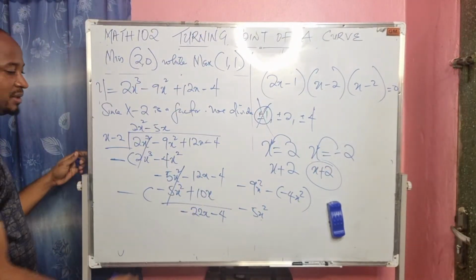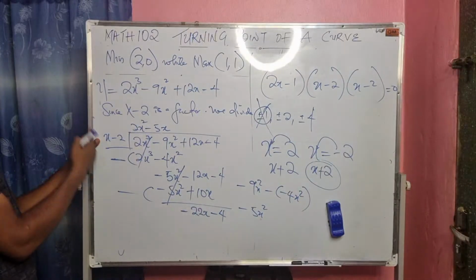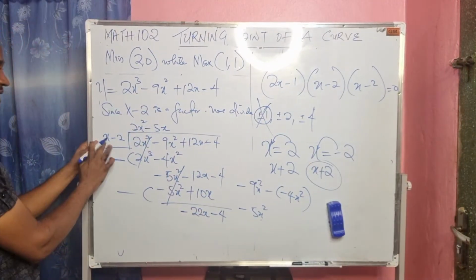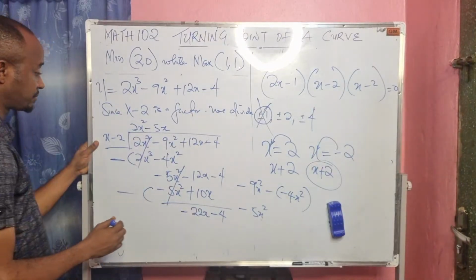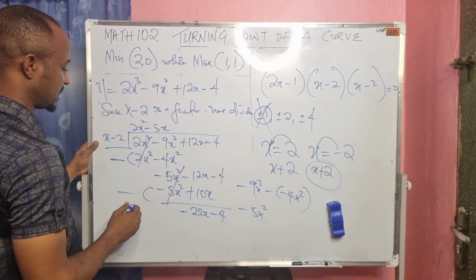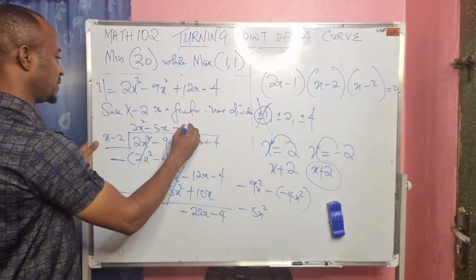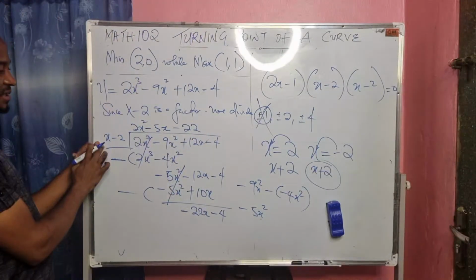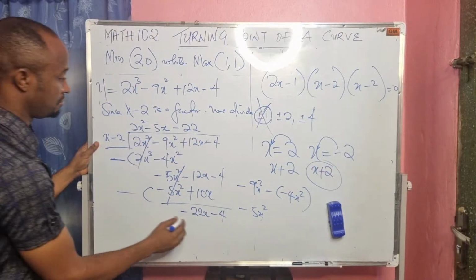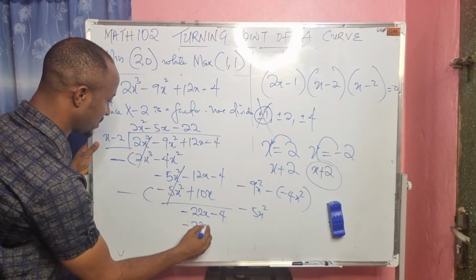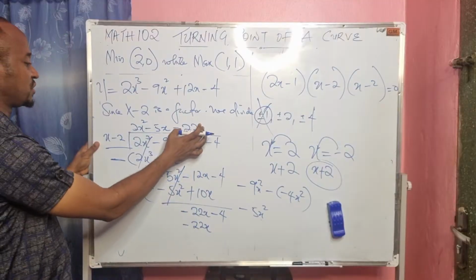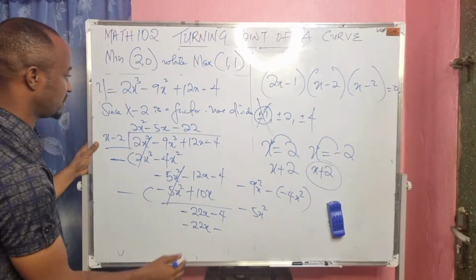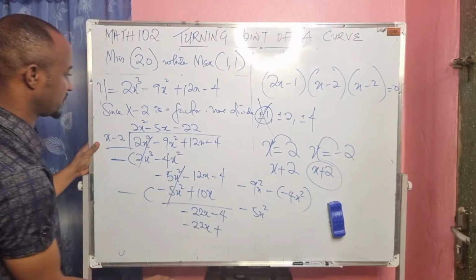Then here, I'll bring down minus 4. The degree here and the degree here are the same. I can further divide. So I will divide minus 22x by x. That will give us minus 22. So minus 22 times x will give us minus 22x. Minus 22 times minus 2 will give us plus.